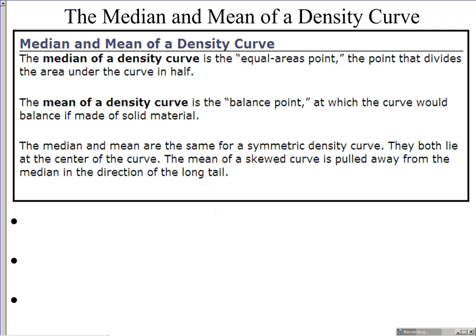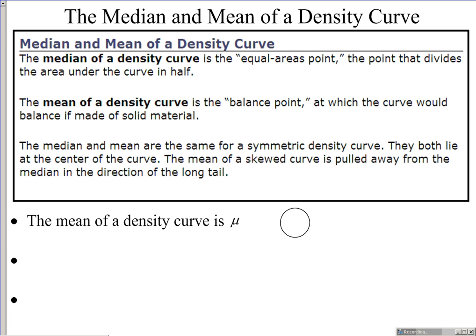The median of a density curve is the equal areas point, the point that divides the area under the curve in half. The mean of a density curve is the balance point at which the curve would balance if it were made of solid material. The median and mean are the same for a symmetric density curve. They both lie at the center of the curve. The mean of a skewed curve is pulled away from the median in the direction of the long tail. That's the same stuff we talked about with identifying shape. Mean is always pulled in the direction of skewness.